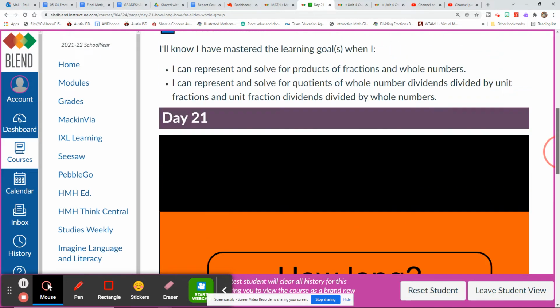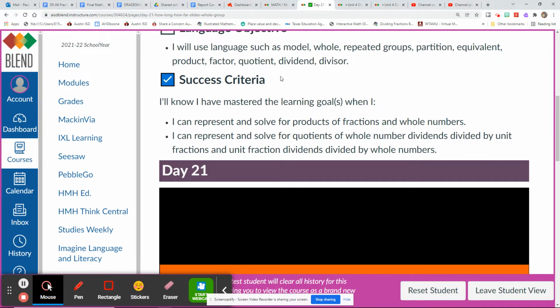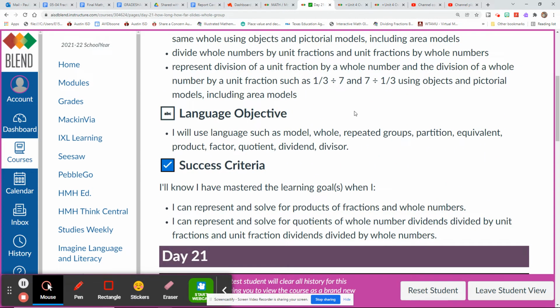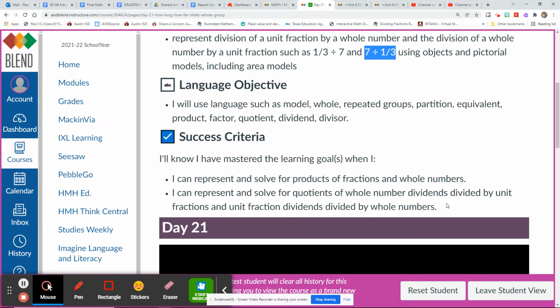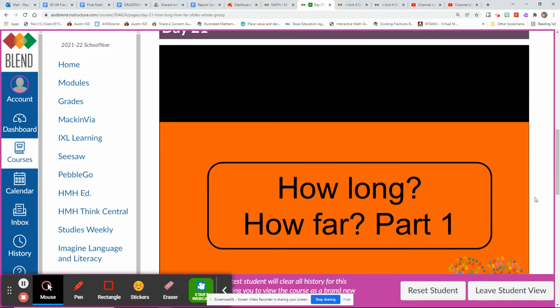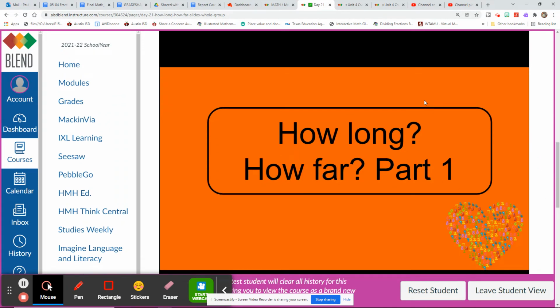So, if we're looking at our objectives, we're gonna look at a way that we can represent or divide whole numbers by unit fractions and unit fractions by whole numbers. Remember, a unit fraction is a fraction where there's a 1 as the numerator. So these are examples of dividing unit fraction by whole numbers and a whole number by a unit fraction. So, how long, how far, part 1.